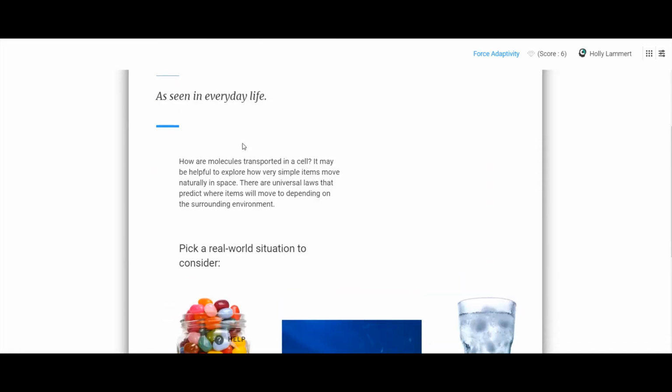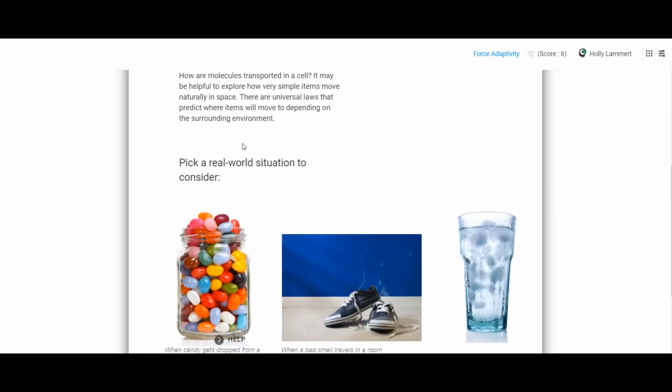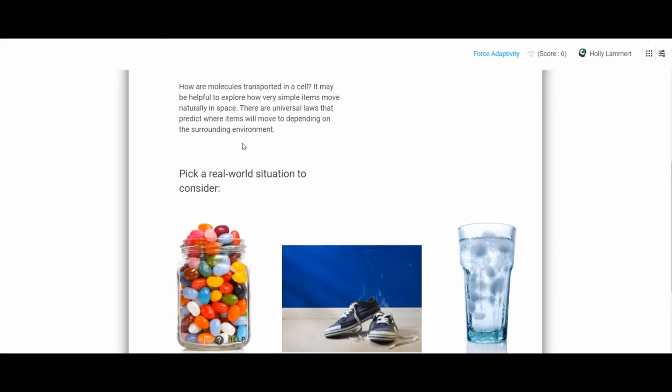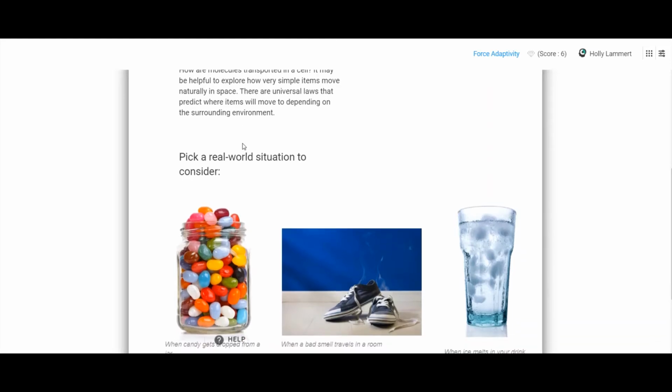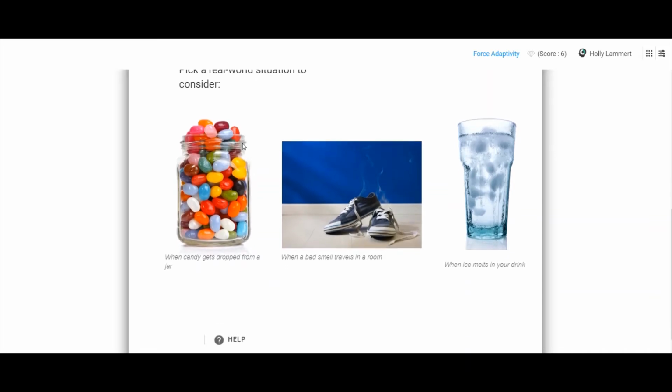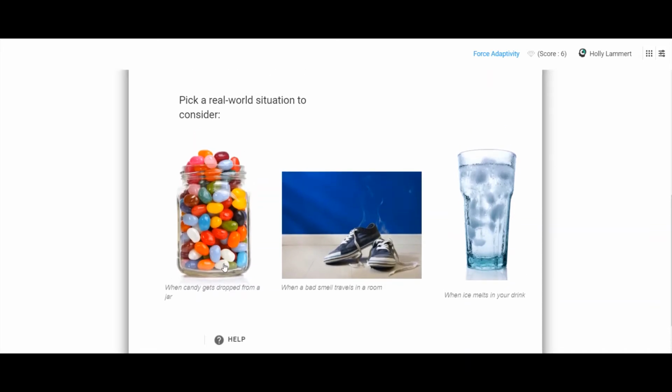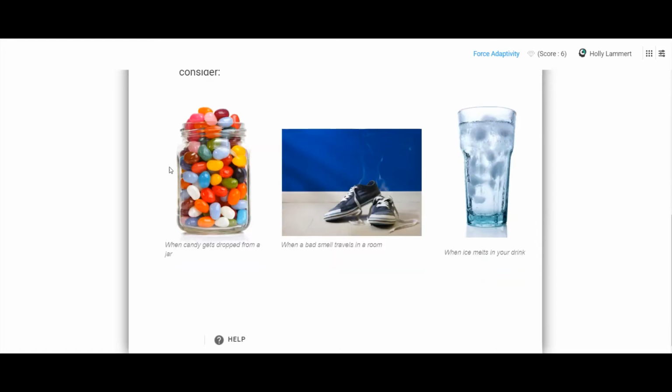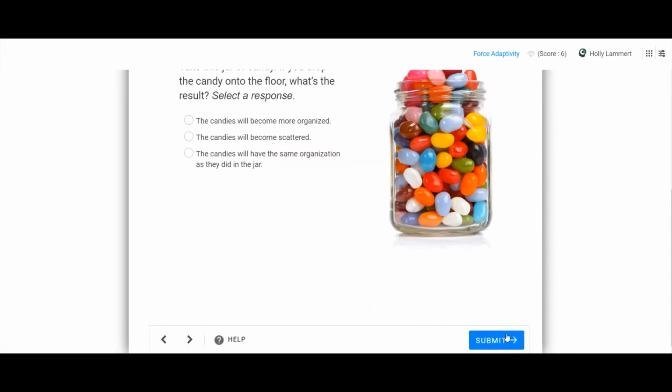How things move in space, as seen in everyday life. How are molecules transported in a cell? It may be helpful to explore how very simple items move naturally in space. There are universal laws that predict where items will be depending on the surrounding environment. Pick a real-world situation to consider: when candy gets dropped from a jar, when bad smells leave a room, or when ice melts in your drink. Let's just go with the first one. Onwards.